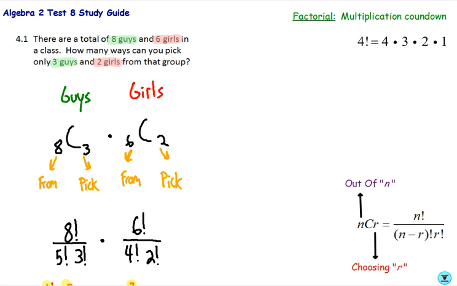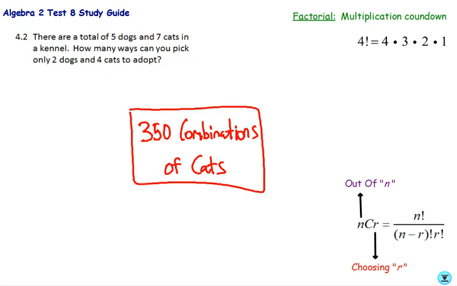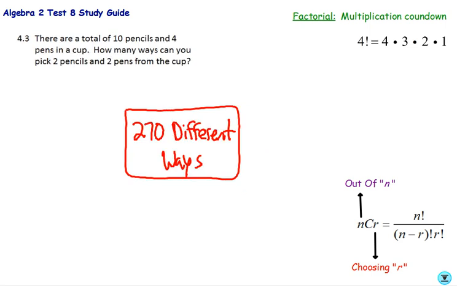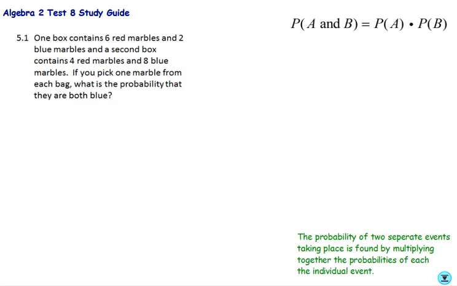All right, so let's check your answers. For 4.2, you should have got 350 different combinations of cats. And for 4.3 on the right side, you should have got 270 different ways that you could grab 2 pencils and 2 pens from a cup. So pause if you didn't get either one of those correct. If you did, let's make it to the halfway mark here, right?